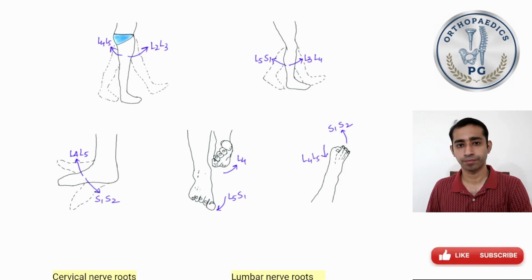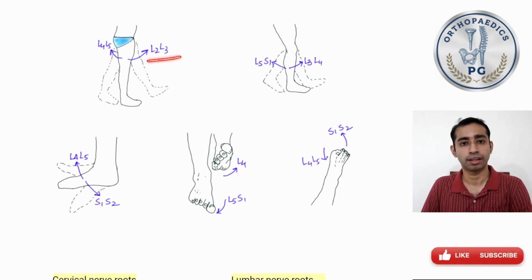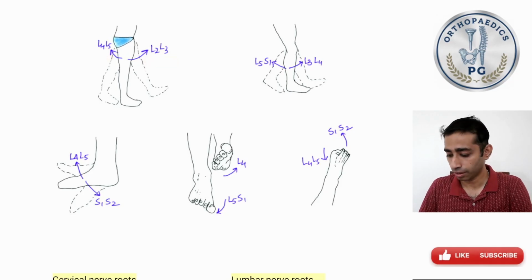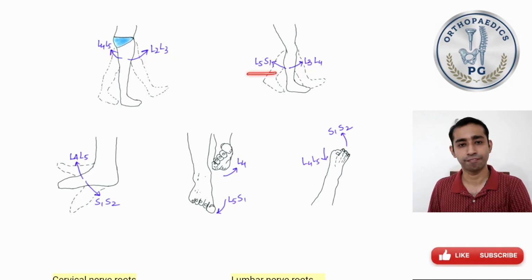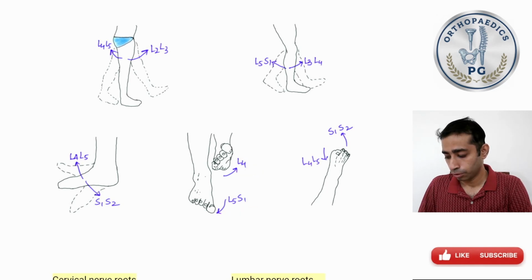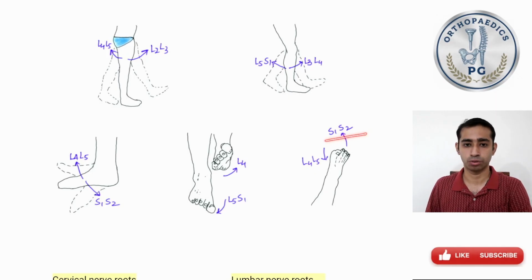In the lower limb, hip flexion is L2, L3 and hip extension is L4, L5. In the lower limb, it is generally the opposite movements that will have subsequent nerve roots. So L2, L3 here, L4, L5 here. Knee extension is L3, L4. Knee flexion is L5, S1. Ankle dorsiflexion is L4, L5 and plantar flexion is S1, S2. Inversion is L4 and eversion is L5, S1. Toe dorsiflexion is L4, L5 and toe plantar flexion is S1, S2.